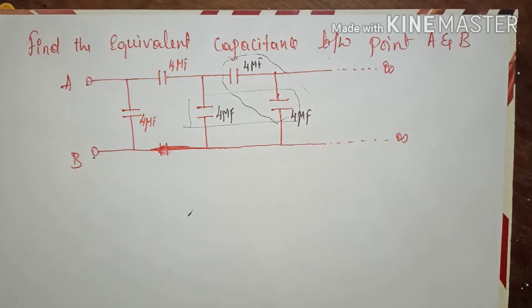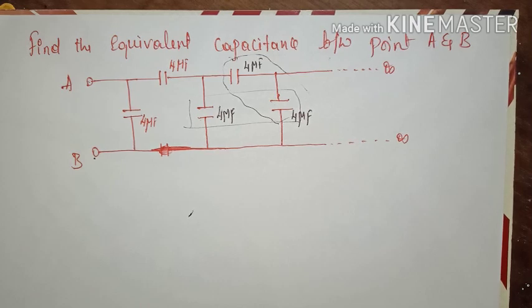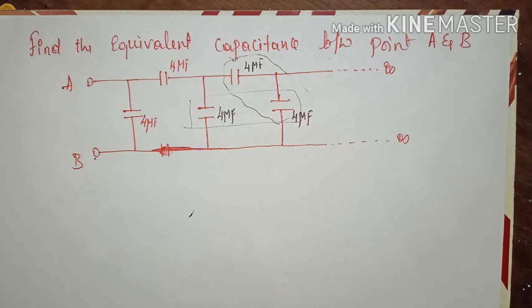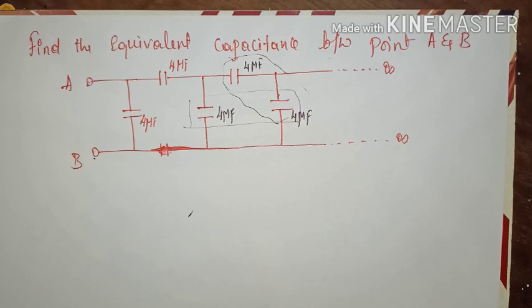Hello everyone. Today I have taken a question from class 12th. The chapter name is capacitance. In this chapter we are going to learn how to find the equivalent capacitance between two points. Most students find difficulty while finding the equivalent capacitance between points, especially if the connections are infinite, for the infinity ladder. Now I'm going to teach you how easily you can find the equivalent capacitance.